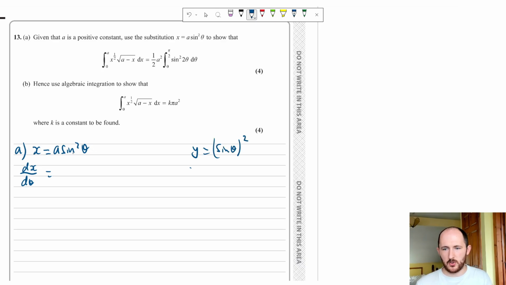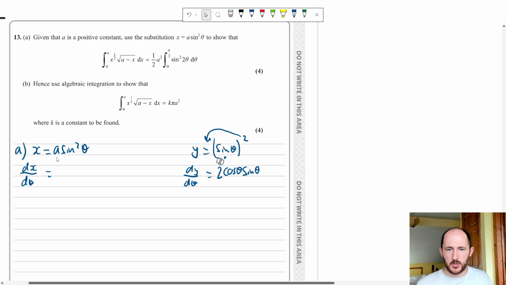And if you remember the shortcut when it comes to doing the chain rule, you bring the power forward, you differentiate what's on the inside, so cos theta, and then you write the exact same thing again, but you take away 1 from the power. So if this was a cubed, for example, this would be 3 cos theta sine squared theta. But because it's a 2, that's why it doesn't have a power anymore.